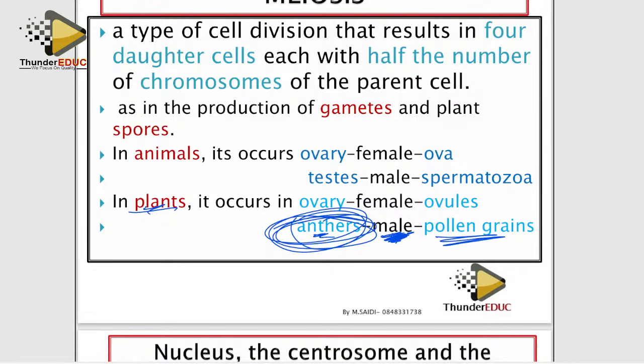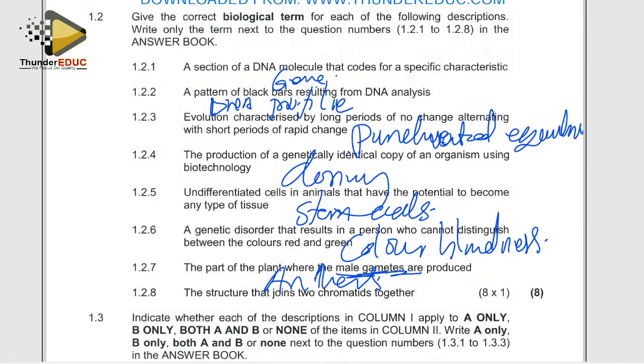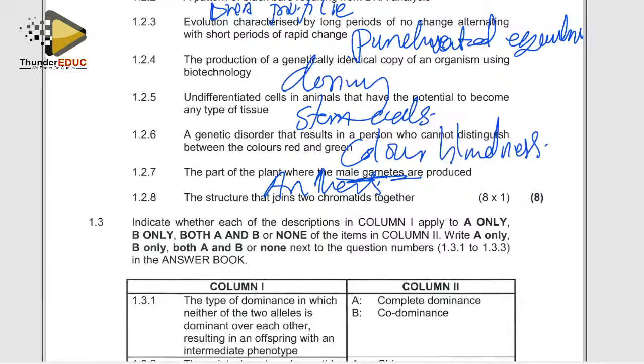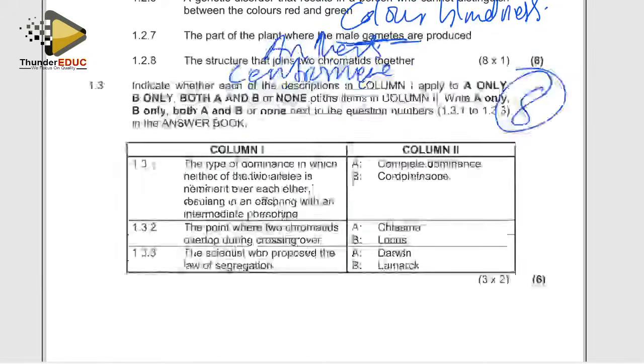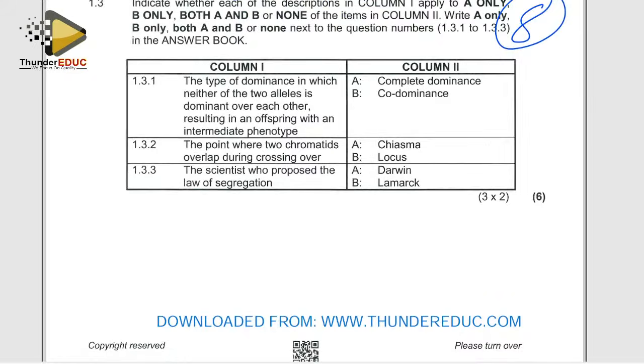Yes. Then we go to the next question. The next question, they're asking you about the structure that joins two chromatids together. How do you call the structure that joins two chromatids together? We call it the centromere. So you see, you have got 8 out of 8 in that regard. And then I think, guys, you are achieving to that point.